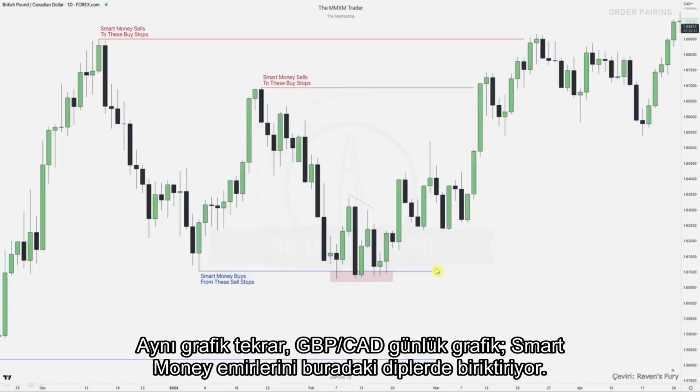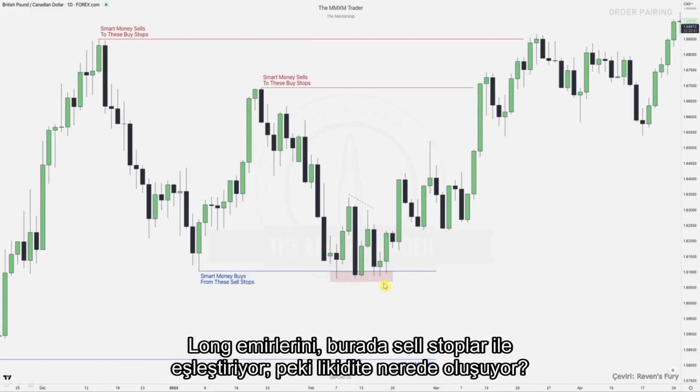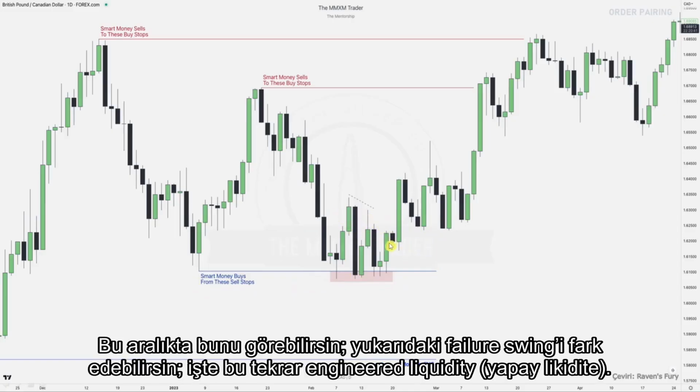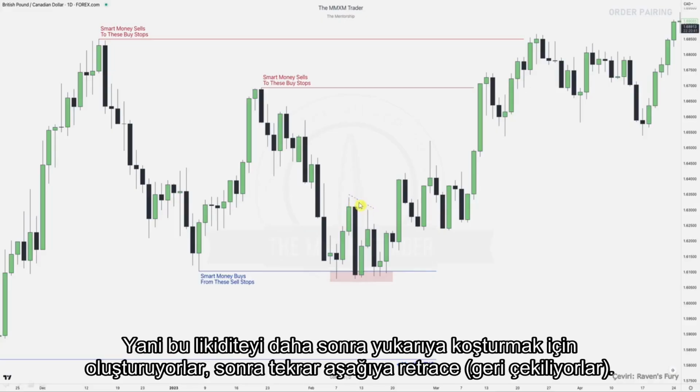So same chart again, British pound, Canadian dollar, daily chart. Smart money accumulates orders down here, long orders, pairing it up with willing sell stops. Where is the liquidity forming in this range? You can spot this failure swing up here, right? So this is engineered liquidity again. They will engineer this liquidity to run it up later.